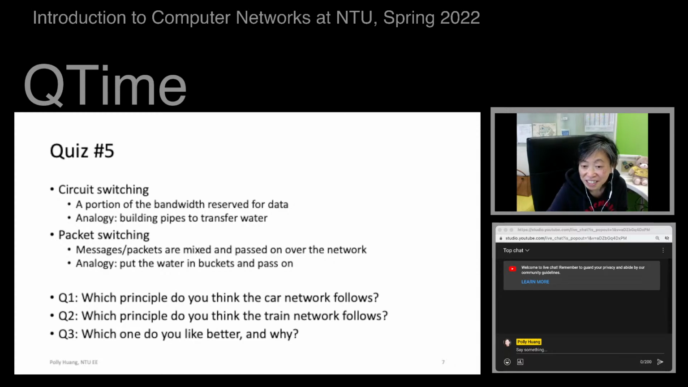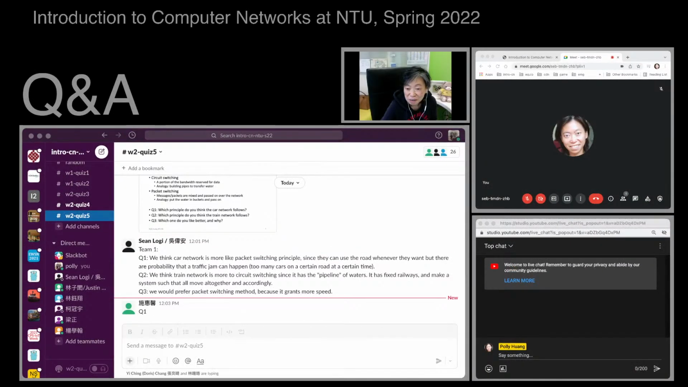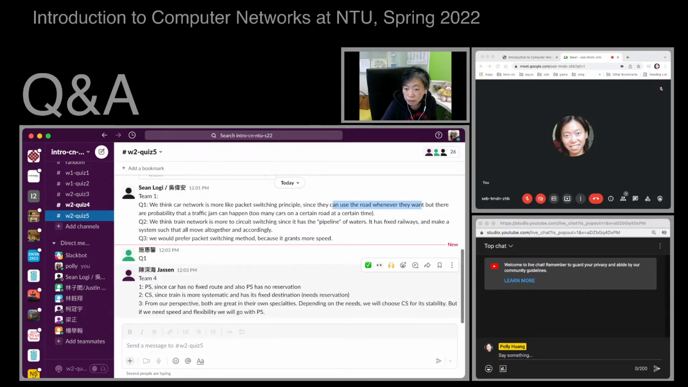Okay, so I actually see team 1 here who managed to type up the answer real quick. So first for Q1, team 1 thought car network is more packet switching, because we can use the road whenever they want, and there is a probability that a traffic jam can happen.